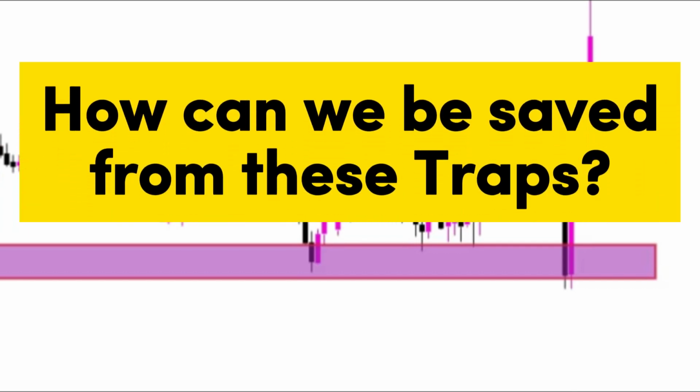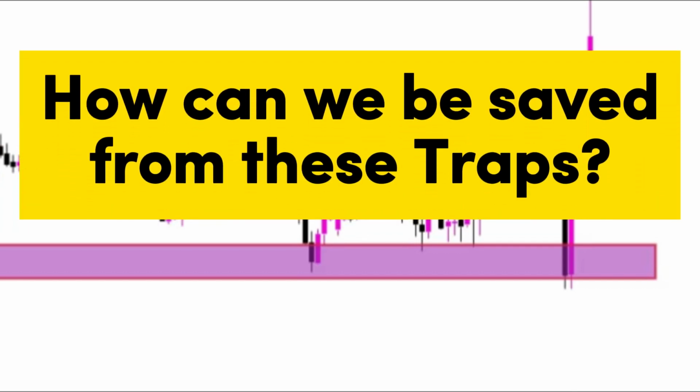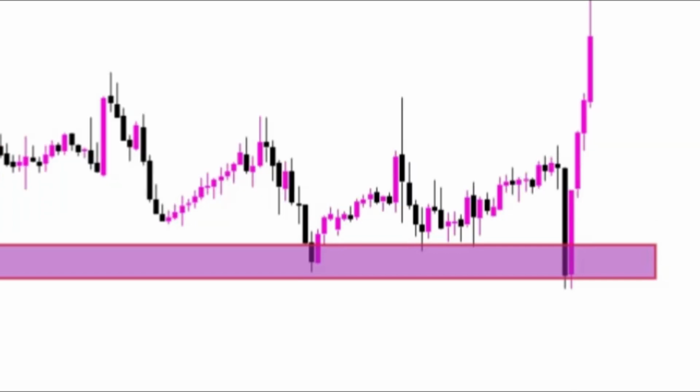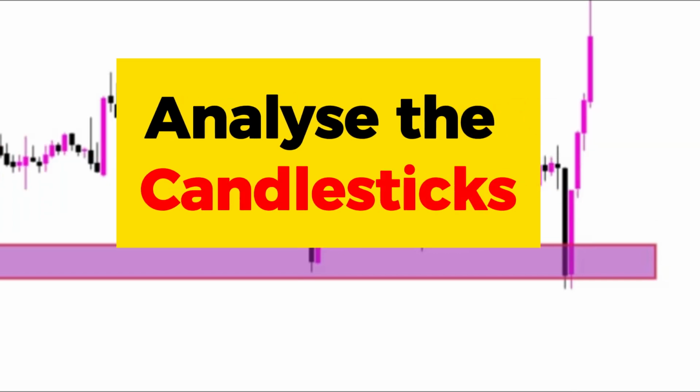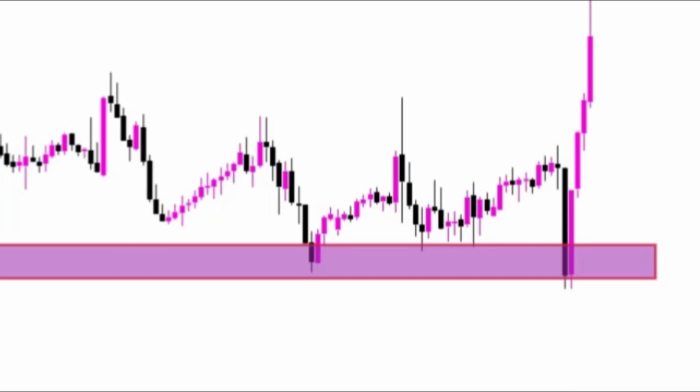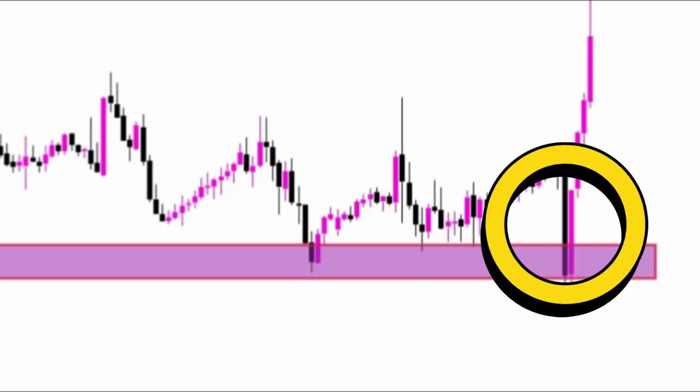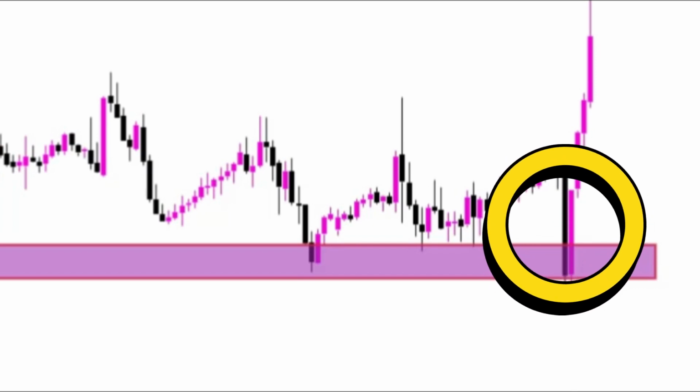So, now a question might arise in your mind: how can we be saved from getting into this fake breakout trap? So, we would analyze the candlesticks that are formed near the support zone. The market is making big bearish candles here, and then when it reached this support zone, the market made this candle, which shows that the sellers still have the control of the market.